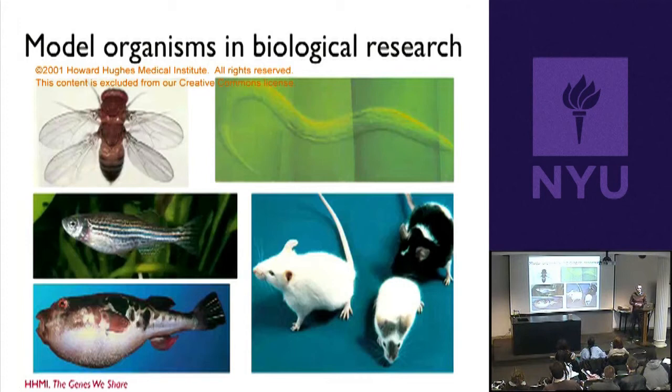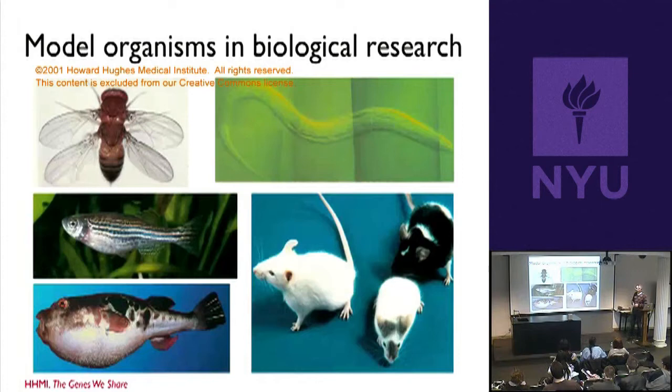This guy you might not have seen before. It's grossly out of scale. So this looks like a giant snake compared to the fly, but this is actually only 1 millimeter long. It's a nematode worm called C. elegans. Fraction of an inch long. It's used a lot in the laboratory now for a variety of reasons.